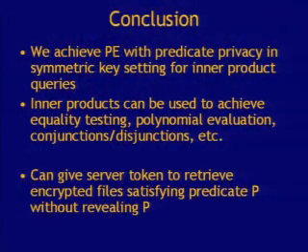So in conclusion, we achieved a predicate encryption scheme that has predicate privacy in the symmetric key setting and supports inner product queries. And from inner product queries, we can also achieve equality testing, polynomial evaluation, and conjunctive and disjunctive formulas. What this means is that in encrypted file storage scenarios on the cloud, a user can give the server a token to retrieve encrypted files satisfying a particular predicate P without revealing what that predicate is. So that's the end of my talk, and I'll take any questions.